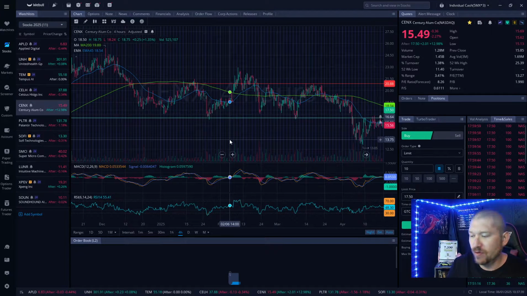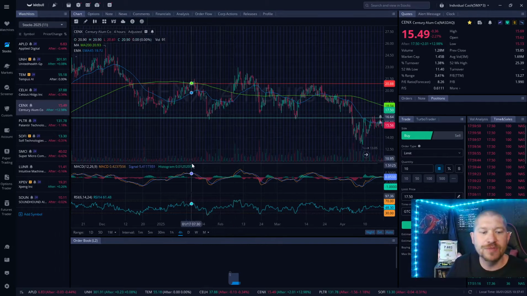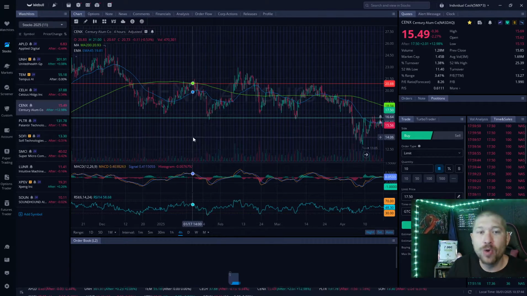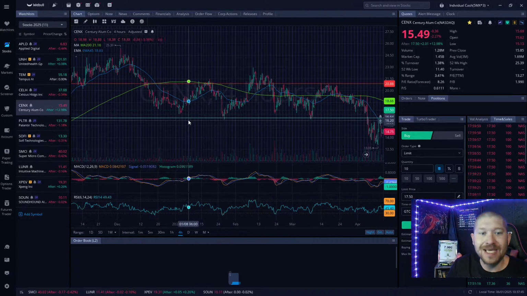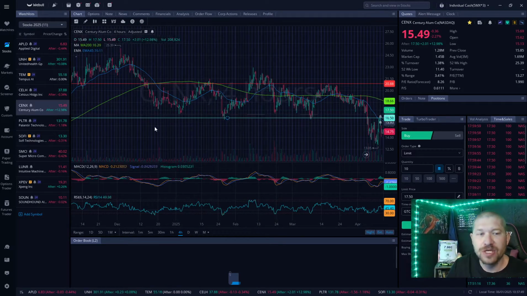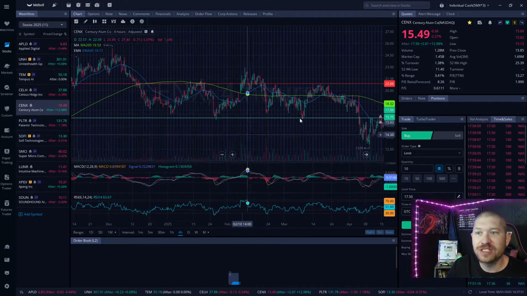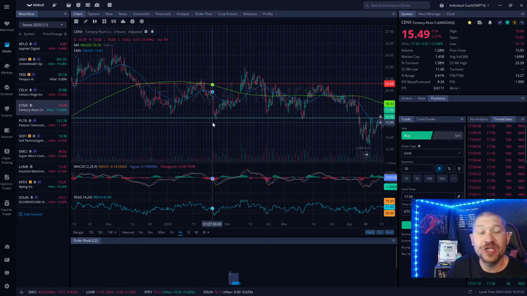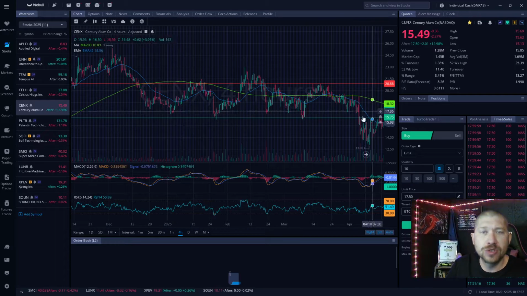Use that platform. Now, this is the next step here. This is what we're going to be talking about. We're going to be talking about trading horizontal patterns inside of a range, okay? Horizontal patterns within a range. Now, as you can see, I brought up Century Aluminum. This is a company I have traded in the past and was very successful on due to this horizontal pattern.